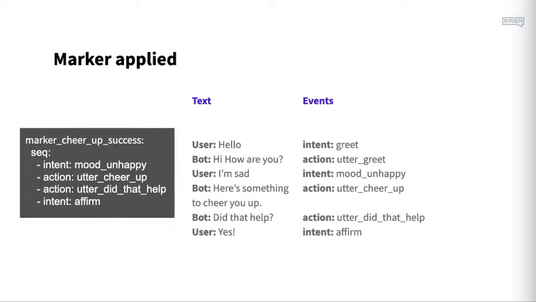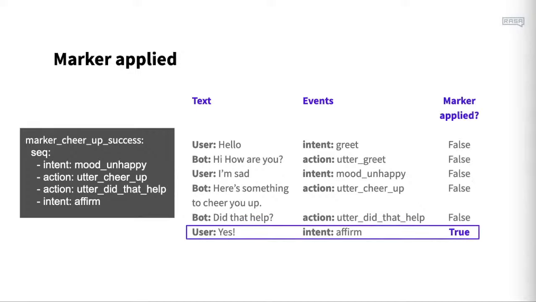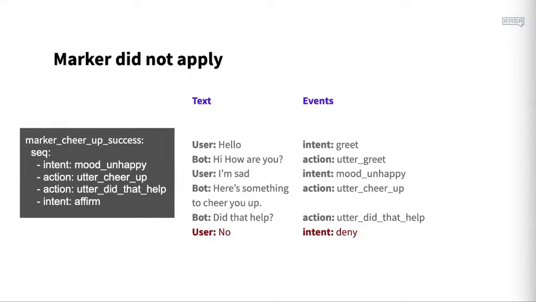Suppose you have the following dialogue sequence expressed at the text level and also at the event level. The user says hello, and the bot says hi, how are you? And the user says I'm sad. And the bot says here's something to cheer you up, did that help? And the user says yes. This marker will apply at the final step when all the conditions are satisfied. Suppose we have a different dialogue sequence where the user answers no to did that help. In this case, the marker would not apply.